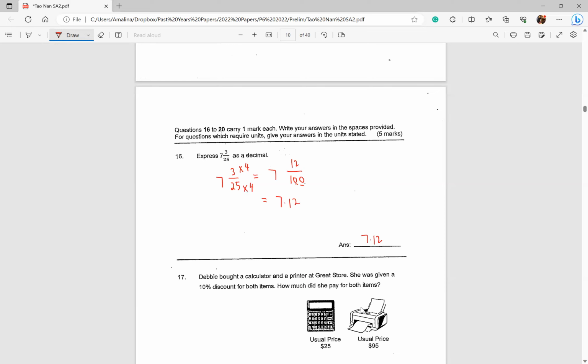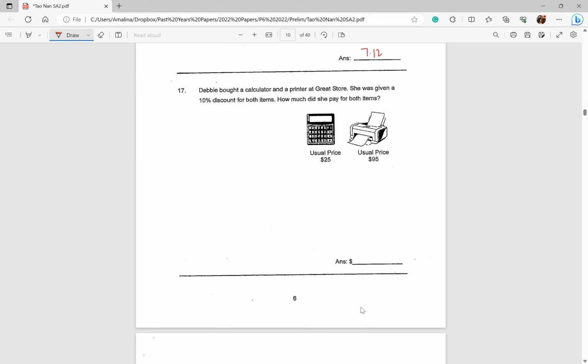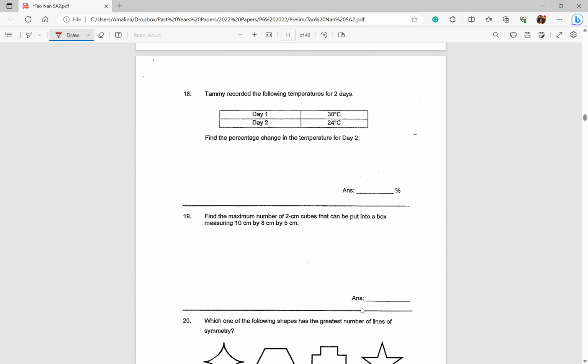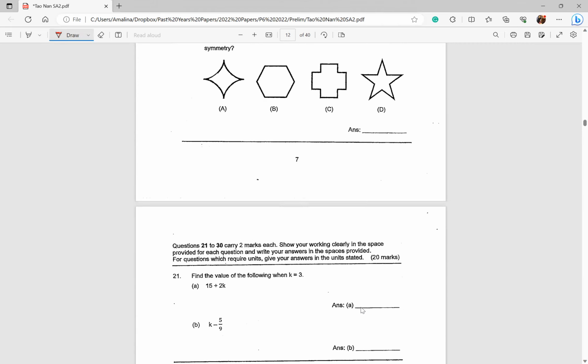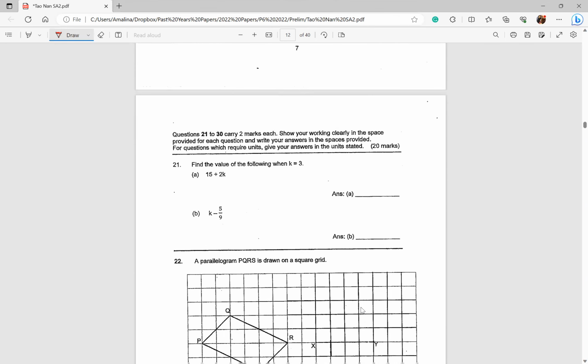Okay, so I will skip question 17. It's quite basic. Questions 18, 19, 20 are also basic questions. Okay, let's move on to question number 22.